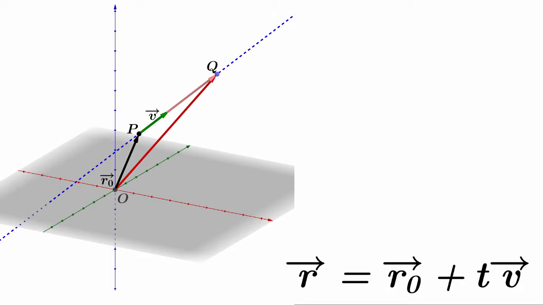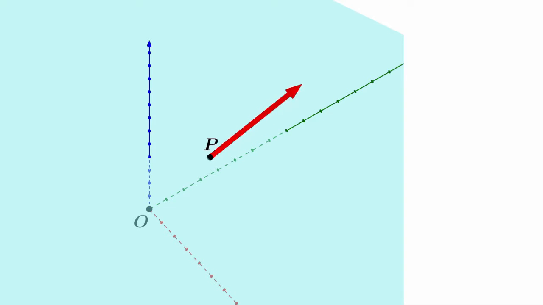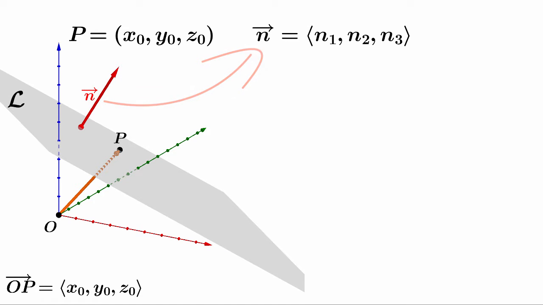Previously, when we represented a line, a vector was used to describe the direction of the line. However, since a plane expands in a number of different directions, we use a vector called a normal vector to denote the direction perpendicular to the plane.